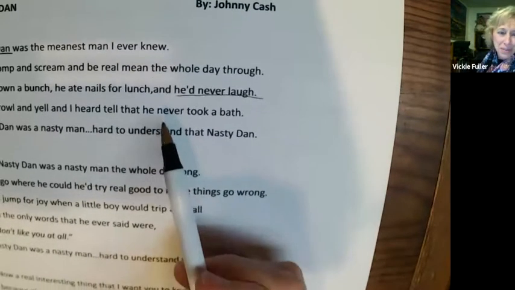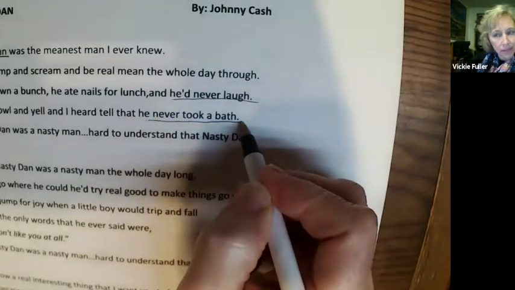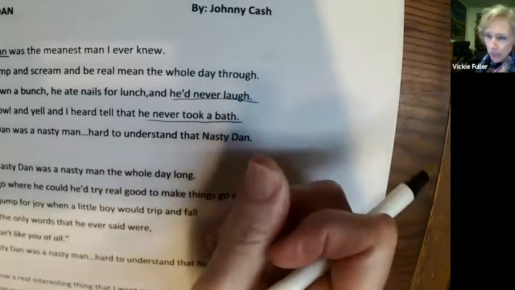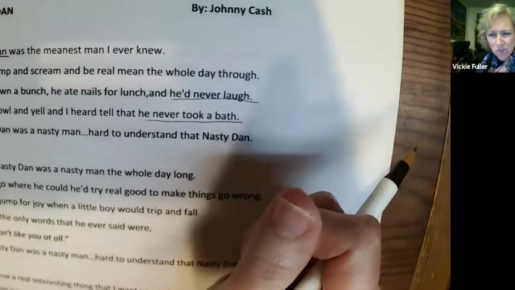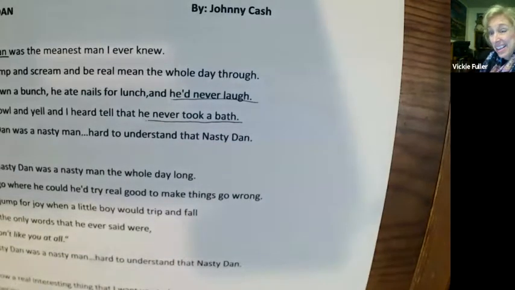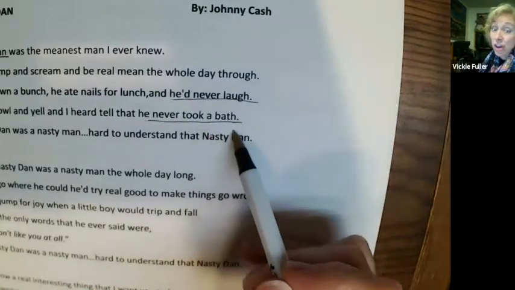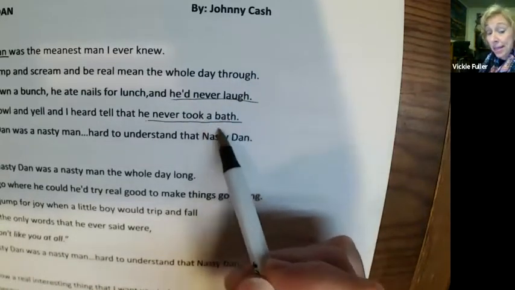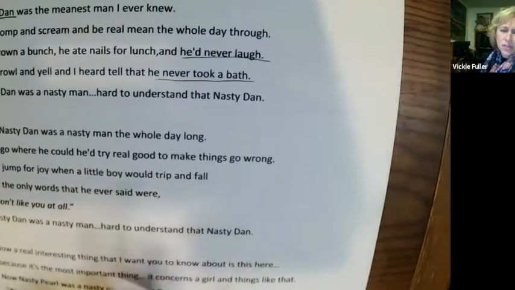The other cue that I'm getting here is he never took a bath. Now, do you take baths? Some people do. Or do you take showers? I know that nowadays I take a shower most of the time. But this was back in a time when they didn't have showers. They only had baths. Okay? Those things are sticking out to me as inferences I can draw from this.